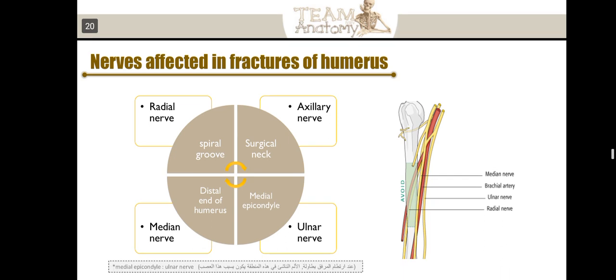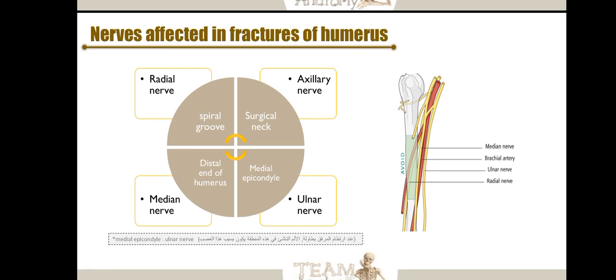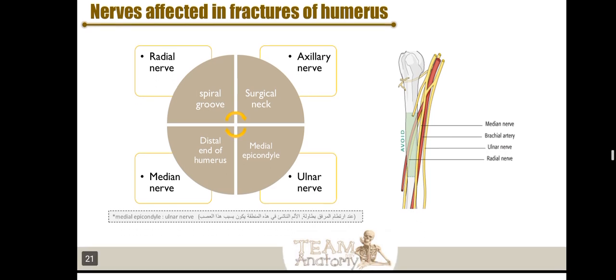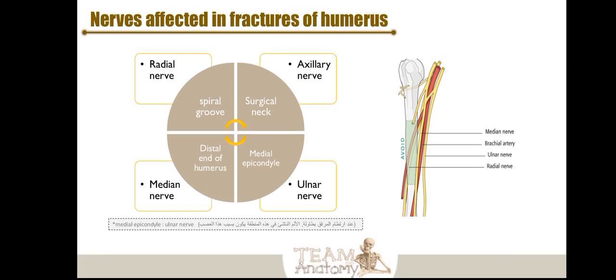Nerves affected in the fracture of the humerus. Okay, the radial nerve is located in the spiral groove, so if the body of the humerus is fractured, the radial nerve is affected. Don't just cram, okay? Don't just cram. Know why this thing is happening. And if they wake you up in 10 years' time to tell us why, still know why, okay?